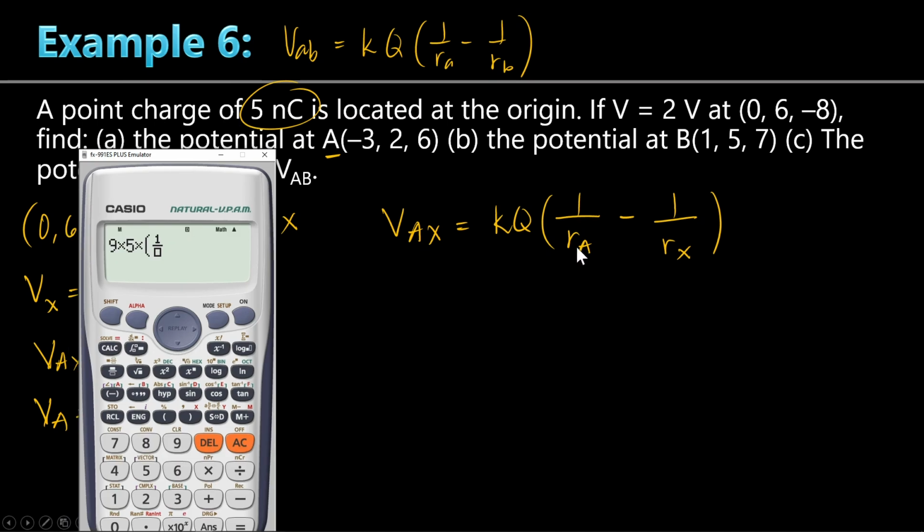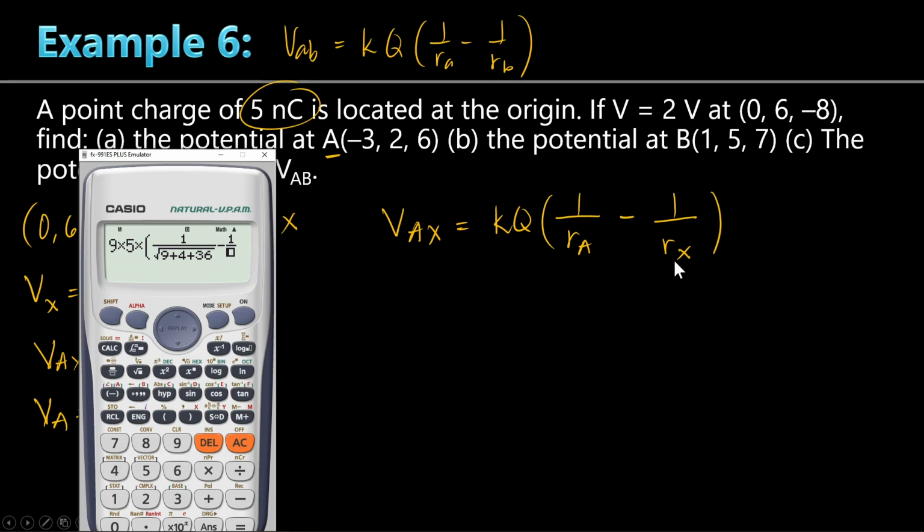Multiply natin ng 1 over, ano yung RA? RA is the distance of point A from the source charge, which is located at the origin. Okay? So that must be equal to the square root of, ang origin kasi 0, 0 ang coordinate niyan, ano? So, ito na lang minus yung coordinate ng origin na 0, 0, 0. So, magiging -3 minus 0, -3 squared is 9. Tapos plus 2 squared is 4. Plus 6 squared is 36. Ayan. Tapos, minus 1 over, what is RX?